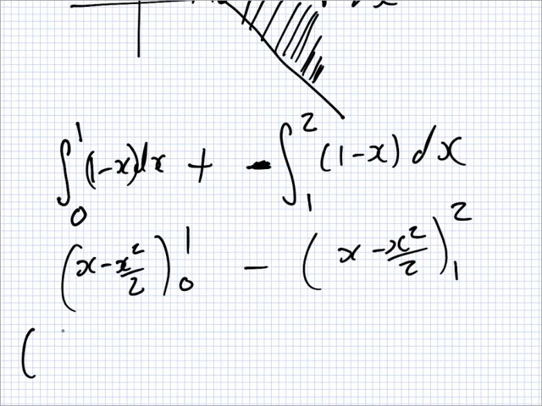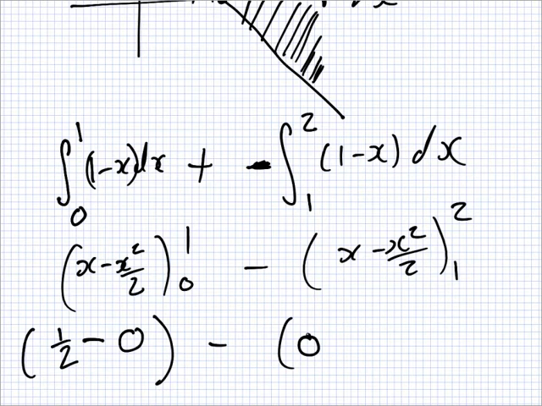Right, let's put in 1 first. So 1 minus a half? A half. Let's put in 0. 0 minus 0? 0. Okay, let's put in 2. 2 minus 2 squared over 2. That's 2 minus 4 over 2. That's 2 minus 2, which is 0.